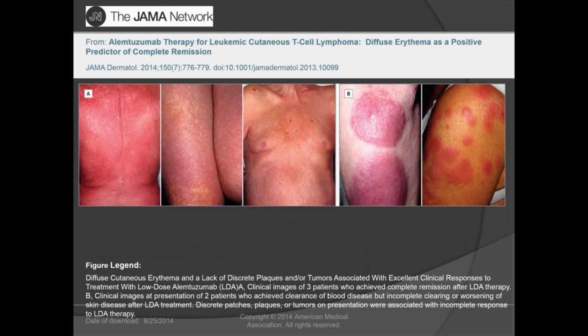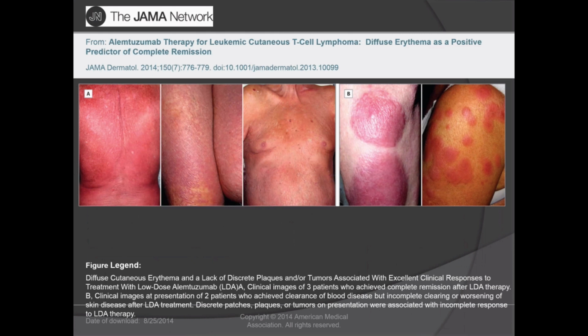Here, I think this is a really good illustration of identifying which compartment you've got disease in and then choosing your drug appropriately. So the left 3 panels are a single patient who had clearly blood-borne disease. That's why he's erythrodermic, and you can see that Campath worked quite well.